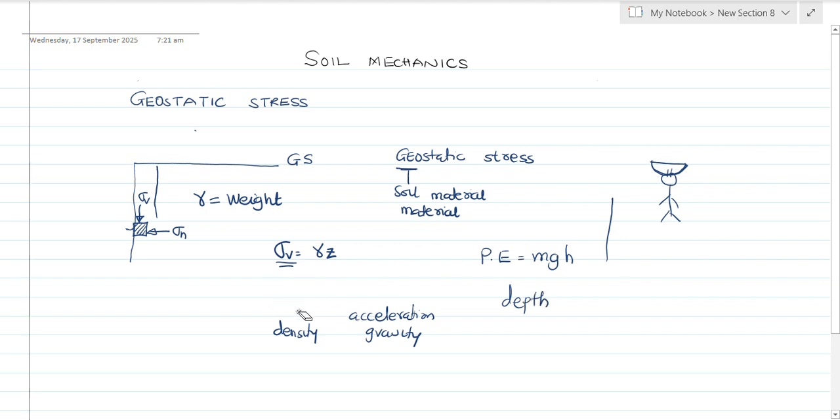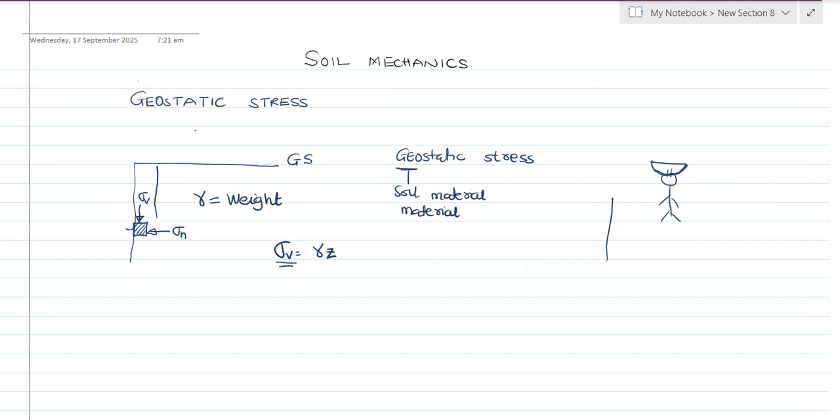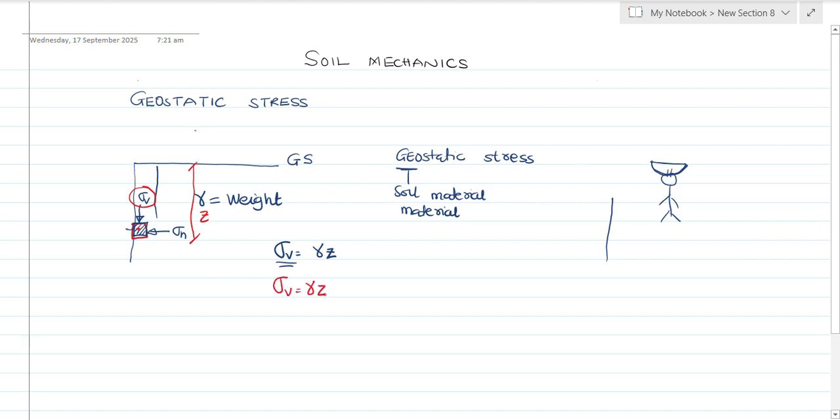Now, if I want the geostatic stress that acts on a soil at a given depth, let's say from here to here, if I take this unit of soil at this depth z, what is the geostatic stress acting on this unit of soil? And this is what we are saying is given as gamma z.